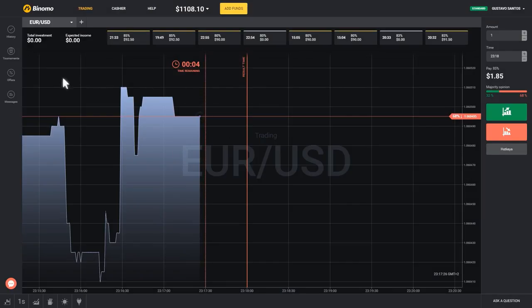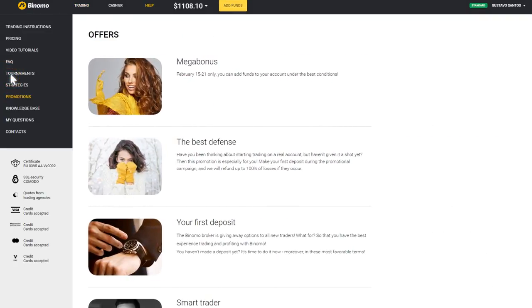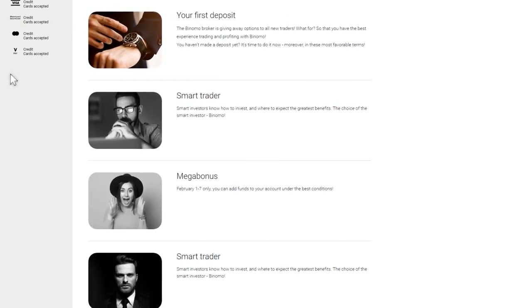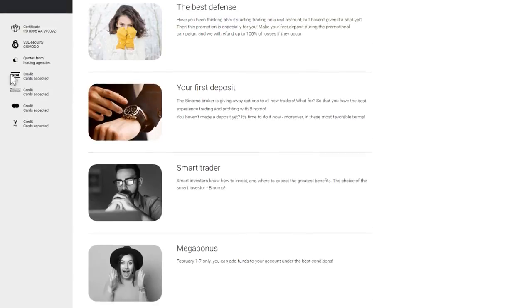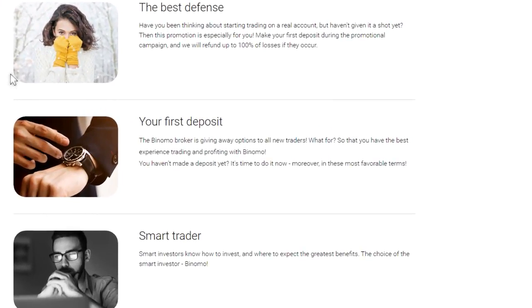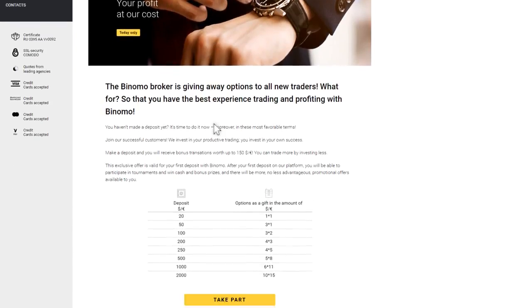Go to the Promotions section of the Binomo platform. Here you'll find special offers for both active and new traders. Open the promotions page, read the terms, and start trading under the most favorable conditions.